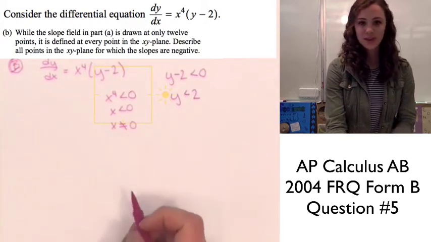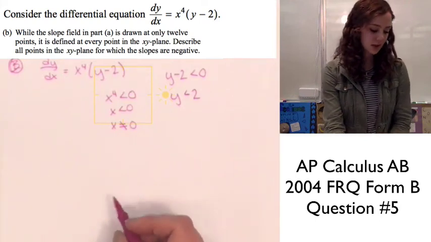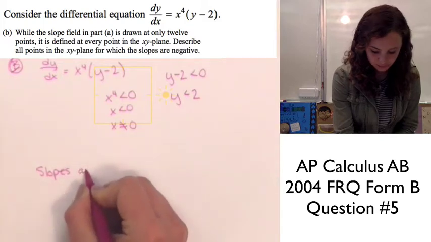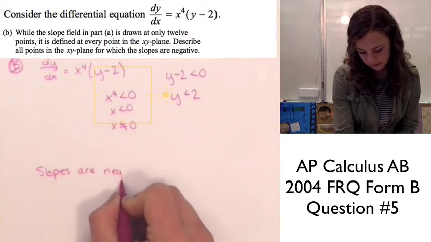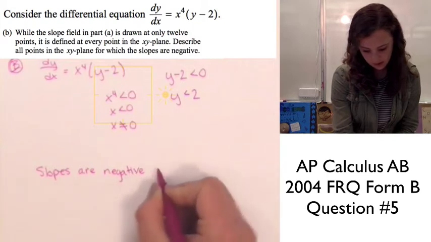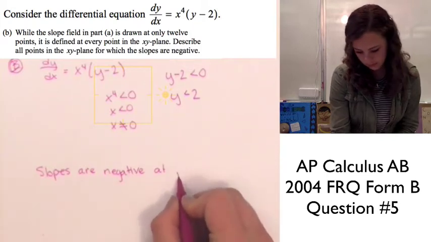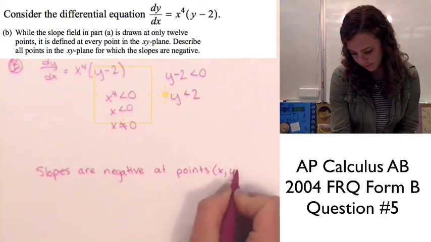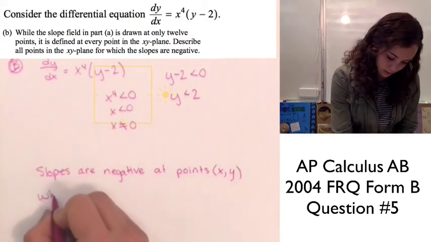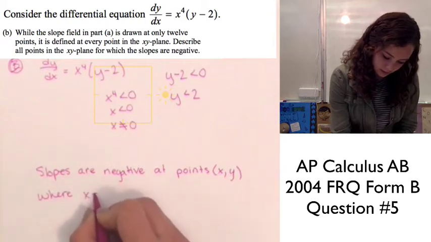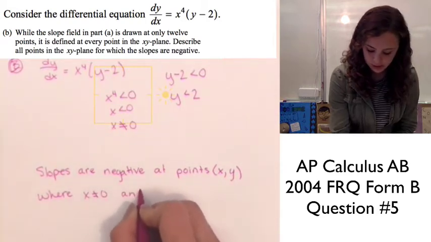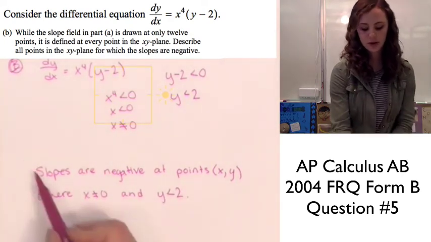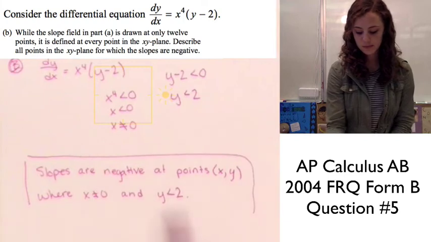So to put this into a clarifying statement, we can say slopes are negative at points (x, y) where x does not equal 0 and y is less than 2, which is going to be our answer for part B.